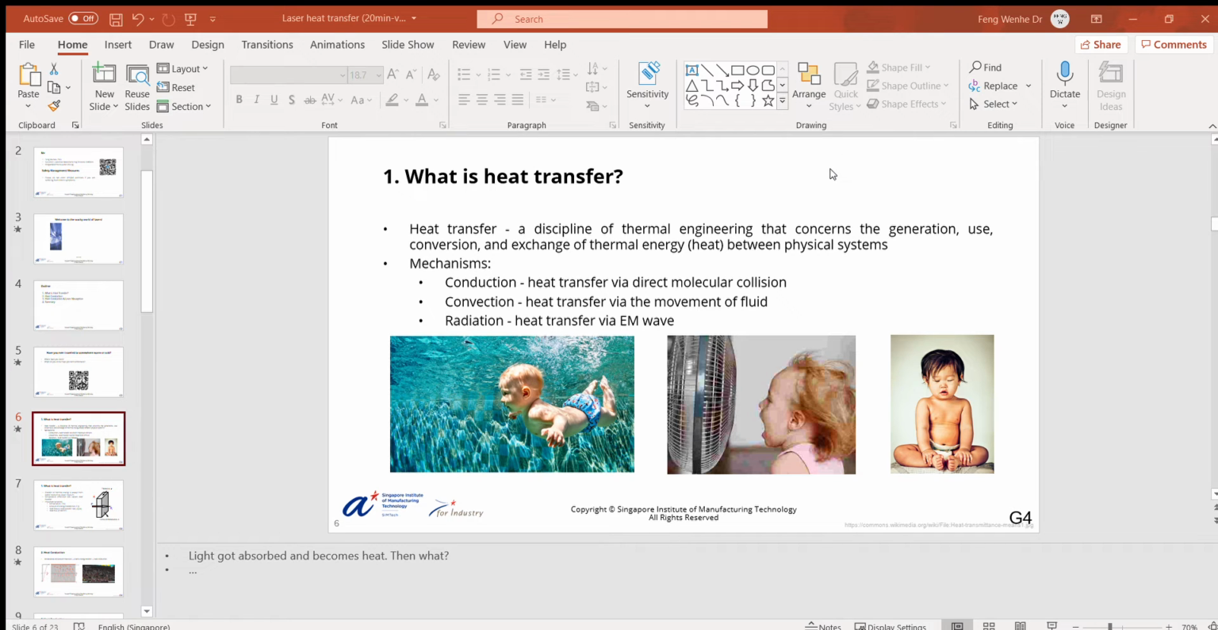So that brings our today's topic, heat transfer. Basically, it is a physical discipline of thermal engineering that concerns the generation, the use, conversion, and most importantly, the exchange of thermal energy or heat between different physical systems. There are basically three mechanisms. Number one, known as conduction. It describes the heat transfer via direct molecular collision. And the second is convection. It is the heat transfer via the movement of fluid. And lastly is radiation, which is the heat transfer that doesn't require any medium, but only the emission of electromagnetic wave.